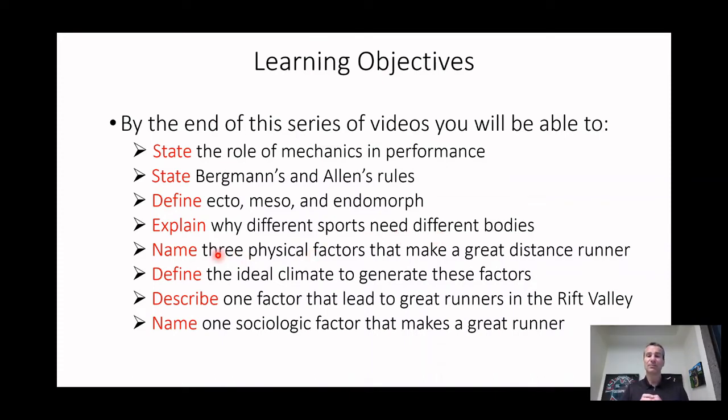You'll be able to name 3 physical factors that make a great distance runner. You'll be able to define the ideal climate to generate these factors, and describe one factor that led to great distance runners coming from this area in the world called the Rift Valley in East Africa. And then you're also going to be able to name one sociological factor that makes a great runner.